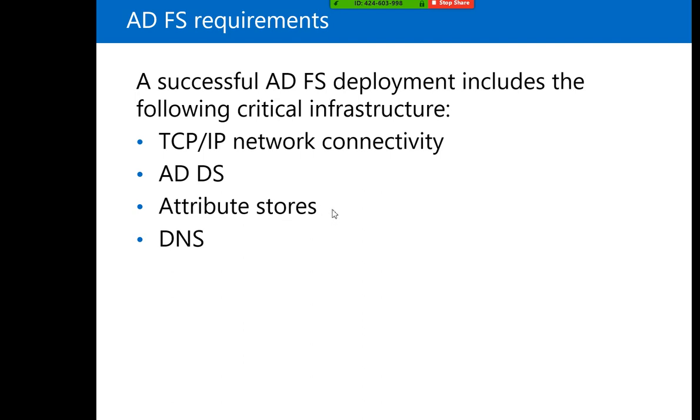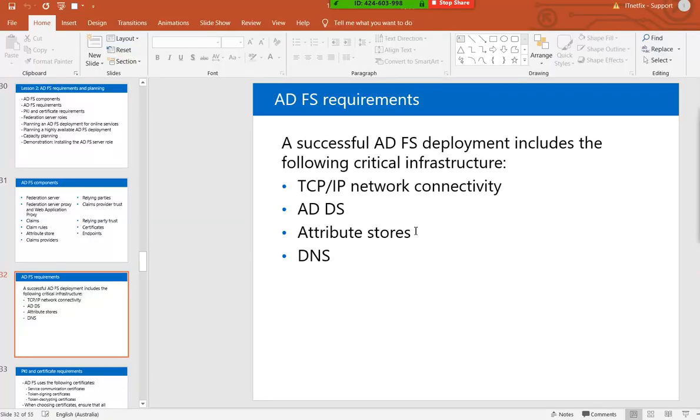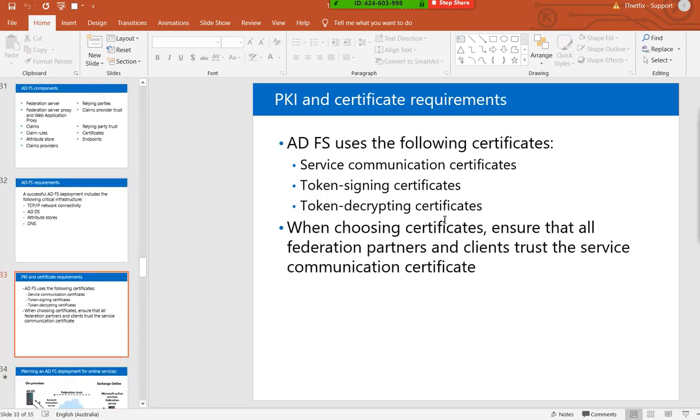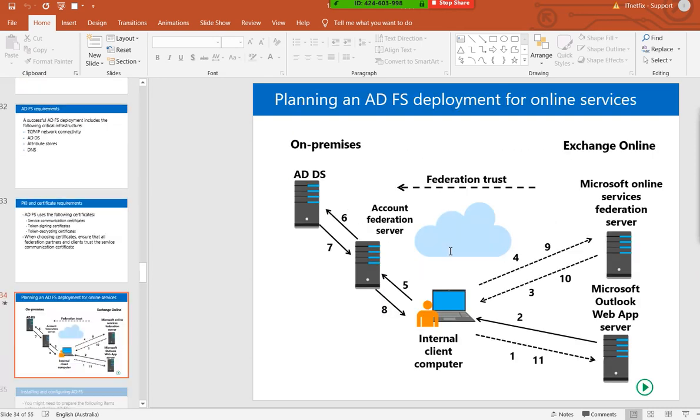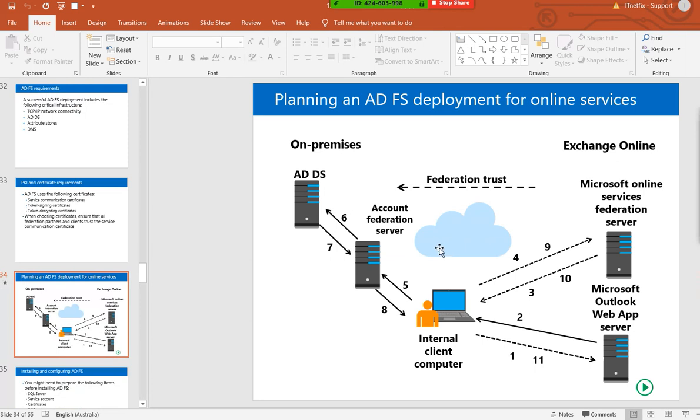Attribute stores, that's where all the authentications and all the associated information related to authentications will be stored. And DNS, which is a very important component. DNS servers we require as well. So all this stuff will be there. There are some other requirements, like certificate requirements. Then this is another example.